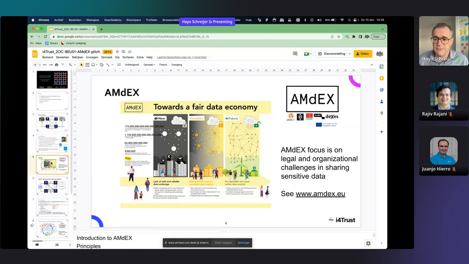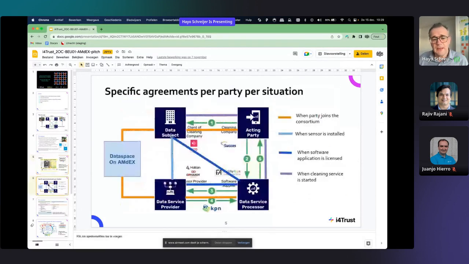We adopted several standards, and you see that also the Amsterdam Internet Exchange, AMSX, is involved, the University of Amsterdam, the Amsterdam Economic Board, SURF, which is a scientific organization in the Netherlands, and Dexus, which is my company who provides data exchange services. What we're doing, we're building a data space for sharing smart building data.